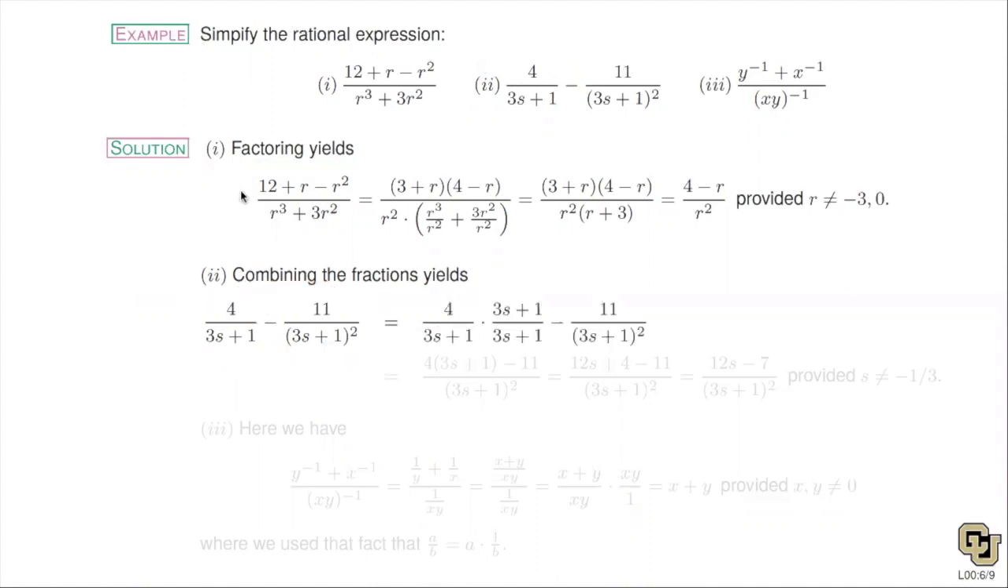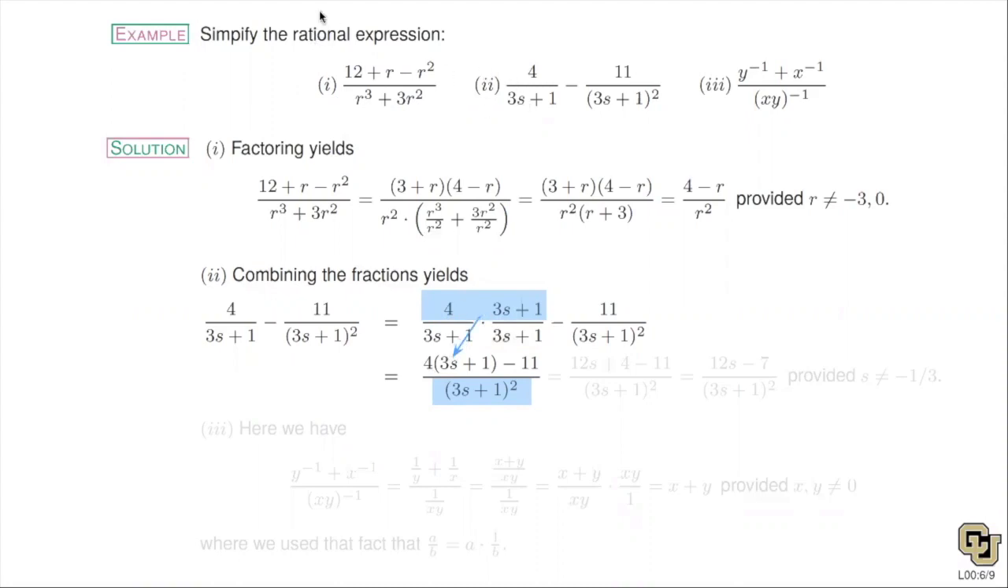You remember how to work with fractions? I need to have them both over a common denominator. So I'm multiplying the first fraction by 3s plus 1 over 3s plus 1. So I can get this common denominator of 3s plus 1 squared. Once we have the common denominator, then we can combine the fractions. So I've got the common denominator here. And so here's my first numerator, 4 times 3s plus 1. That appears right here.